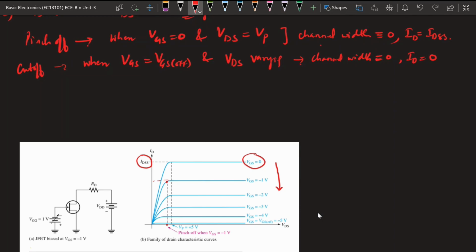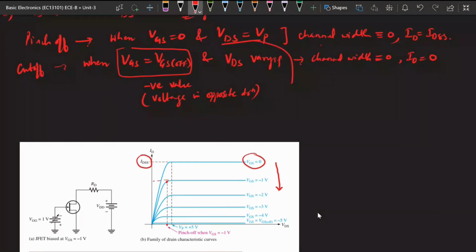But these 2 points are generally used interchangeably. This is the VGS value, and the VGS value is in the negative direction. Whatever VGS value there is, it will be a negative value, the voltage in the opposite direction. We are applying the negative direction. But VDS, in the case of pinch off, is a positive value.